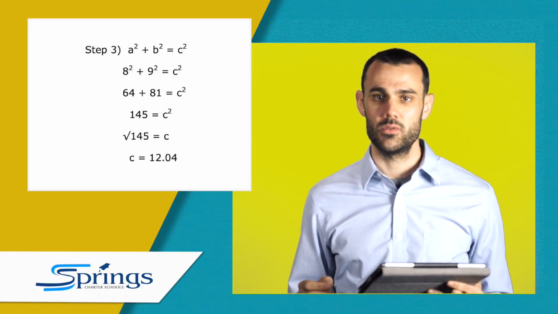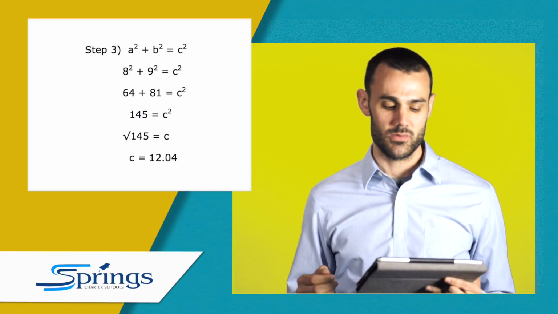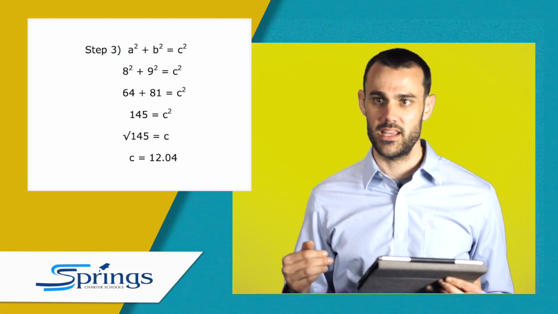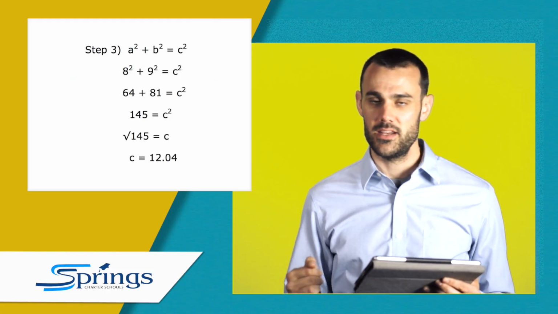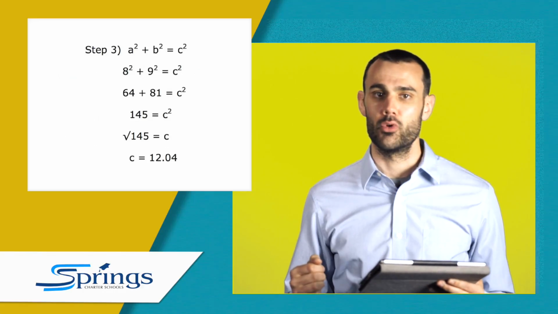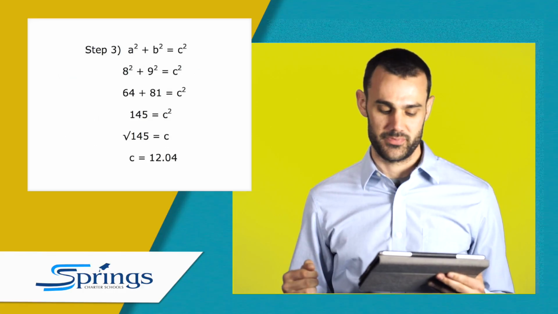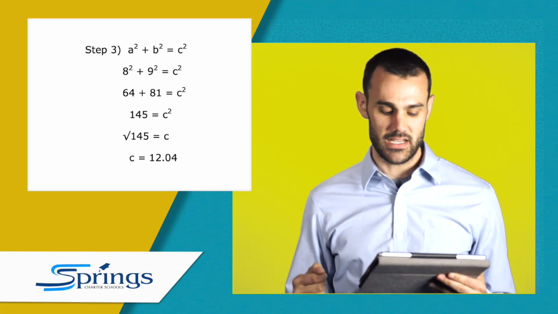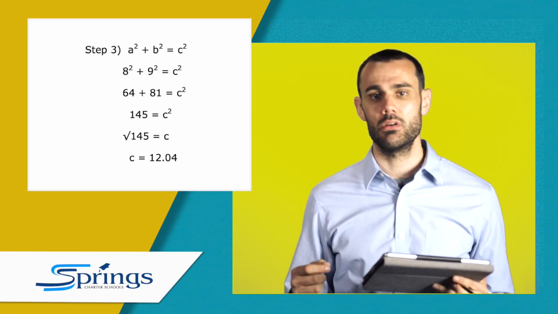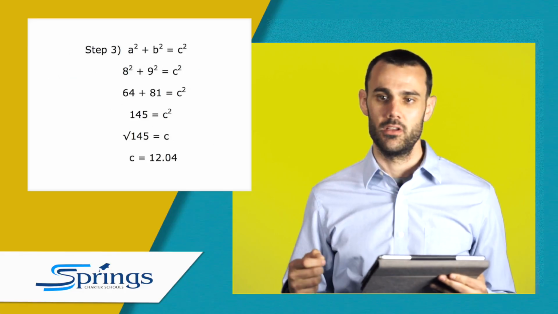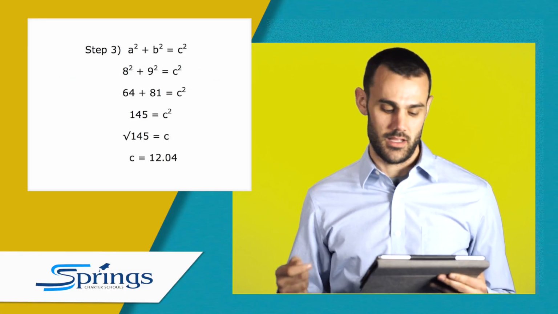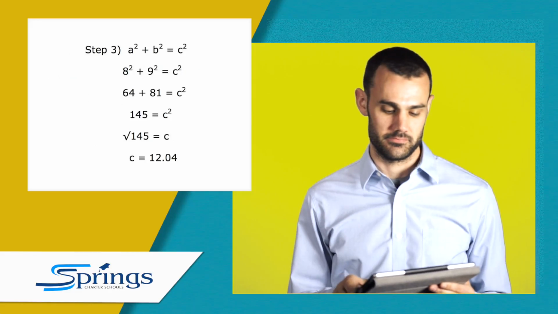A squared plus b squared equals c squared. 8 squared plus 9 squared equals c squared. Well, 8 squared is 64 because 8 times 8, and 9 squared is 81 because 9 times 9. Add those two together and I get 145 equals c squared. We take the square root of both sides, and the square root of 145 is just a little bit over 12, so we have 12.04. So the 3 lengths of our triangle sides are 8, 9, and 12.04.